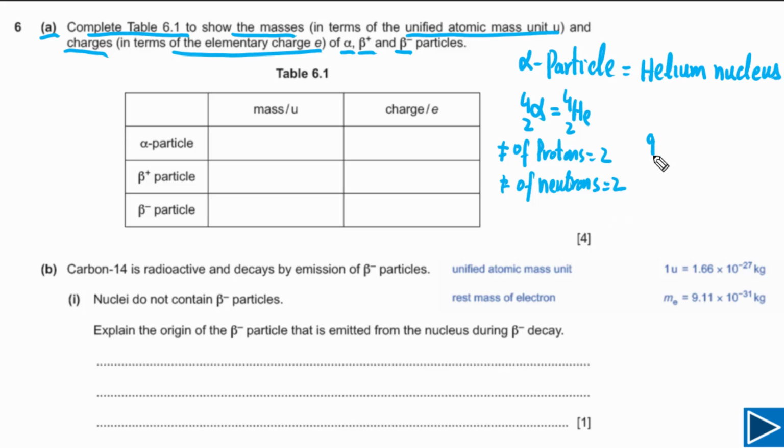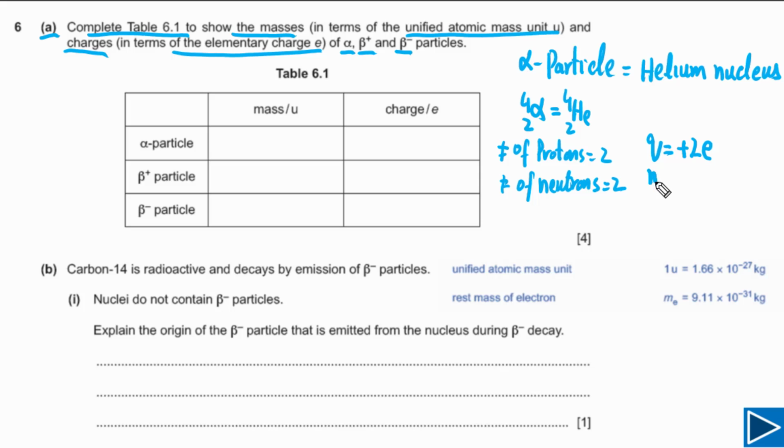Now we need to understand what is the charge on alpha particle, and the charge on alpha particle is equal to the charge on 2 protons. Protons and electrons have the same charge but their sign is opposite. So simply we can say the charge on alpha particle is plus 2e.